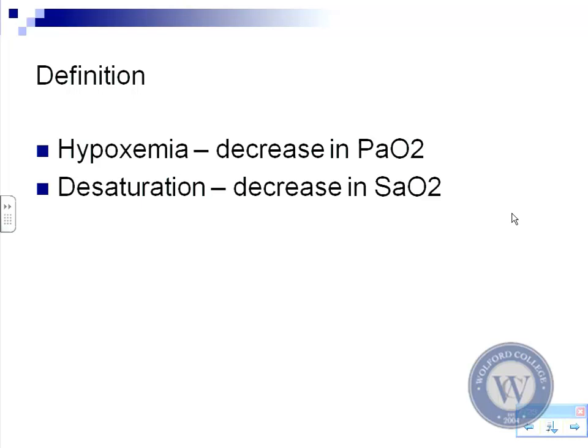Anybody got one? What? Carbon monoxide poisoning. Carbon monoxide poisoning would not give you hypoxemia. If the person is given 100% oxygen, the hemoglobin is bound to the carbon monoxide, so they would desaturate, even though their plasma content would be adequate.